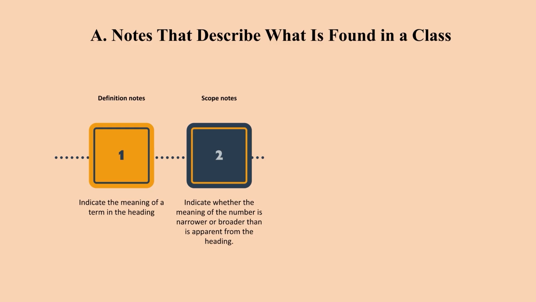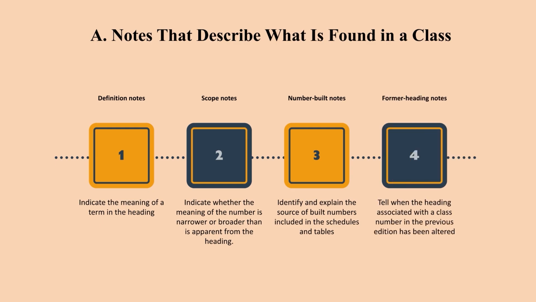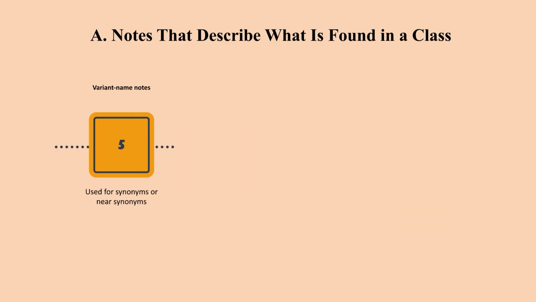Thirdly, the number build note. The number build note identifies and explains the source of built numbers included in the schedule and the tables. Fourthly, the formal heading note. As the name suggests, the name of a class in a previous edition, or that has been changed in this particular edition, is recorded under the formal heading note. The fifth one is variant name notes.